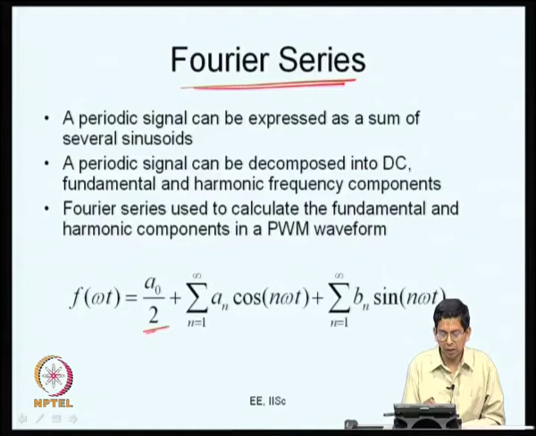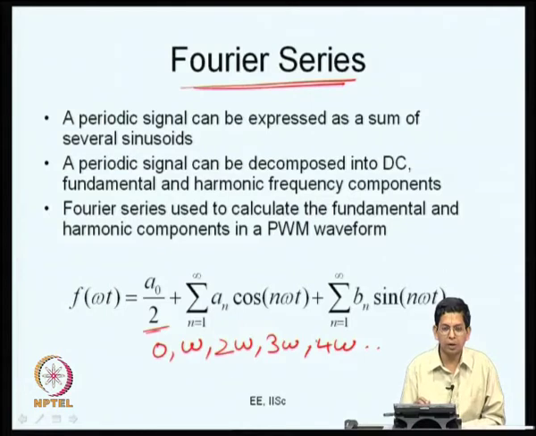They might have a DC component. In general, a periodic waveform might have a DC component and might have a fundamental component, omega, might have 2 omega, 3 omega, 4 omega, etc., where omega is the fundamental angular frequency, and 2 omega, 3 omega, 4 omega correspond to the harmonics. It goes on like this now.